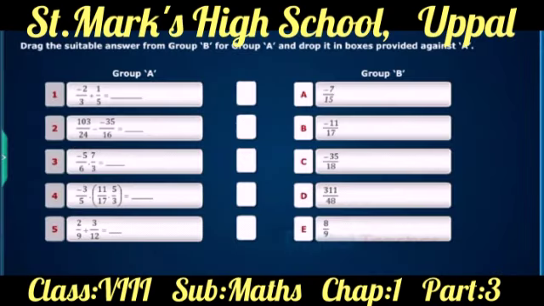Let us do an activity on rational numbers. Drag the suitable answer from Group B for Group A and drop it in the boxes provided against A.